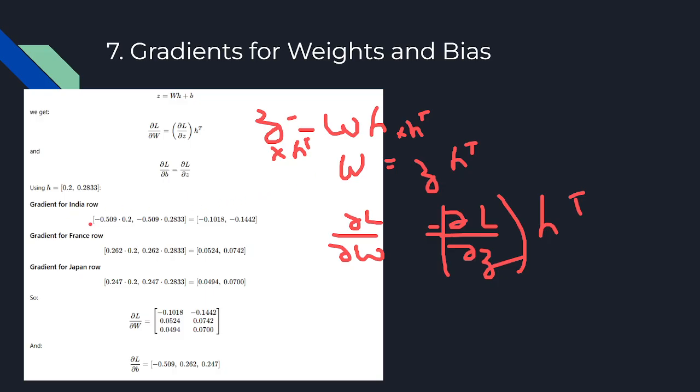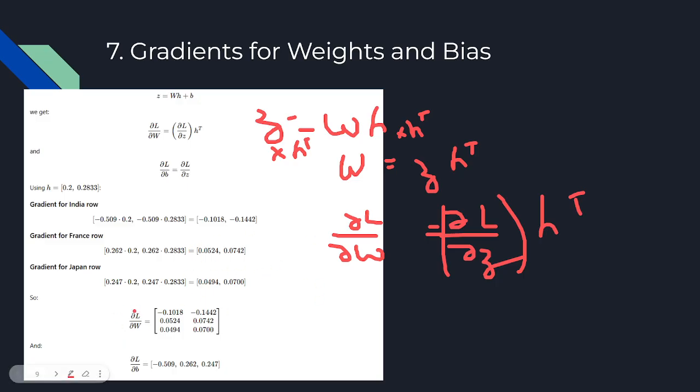So now the gradient for the India row is minus 0.509 into 0.2883, which was the actual context vector that we had over here, and we find that this is the actual gradient for the India row. Similarly, we find the gradient for the France row and the gradient for Japan.